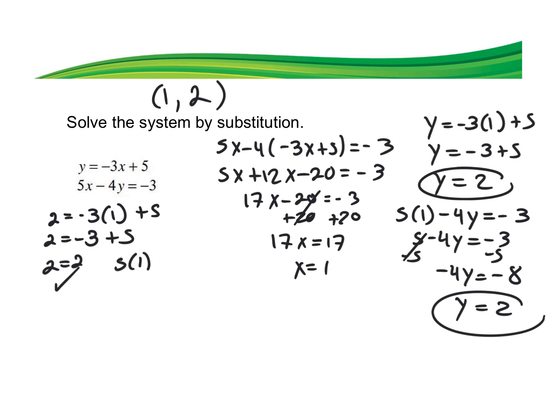Then 5 times 1 minus 4 times 2 equals negative 3. So 5 minus 8 equals negative 3. 5 minus 8 is negative 3, so we get negative 3 is equal to negative 3. So it worked out for both.